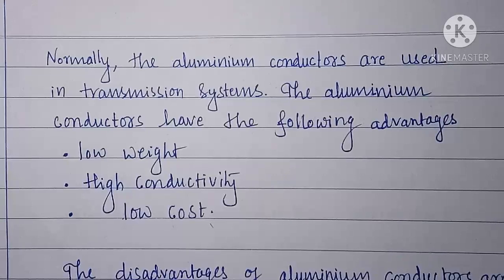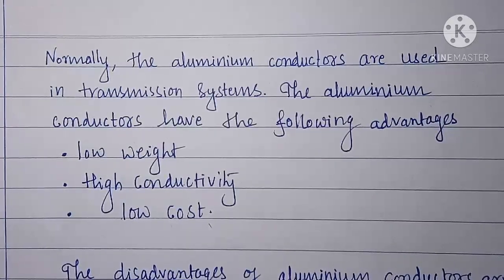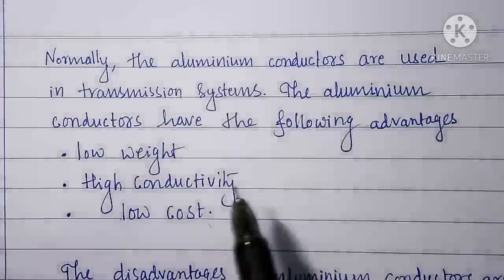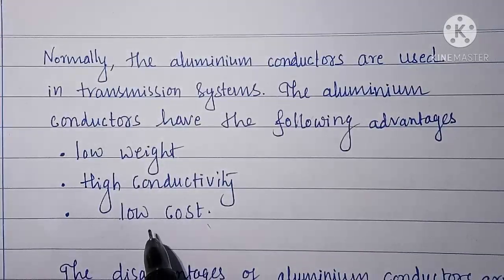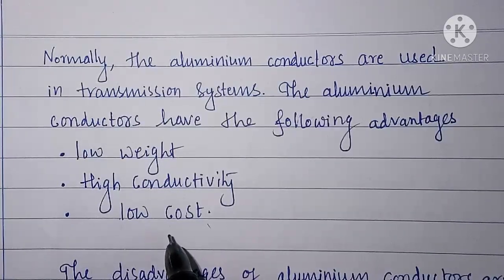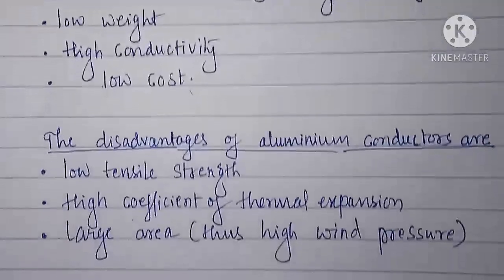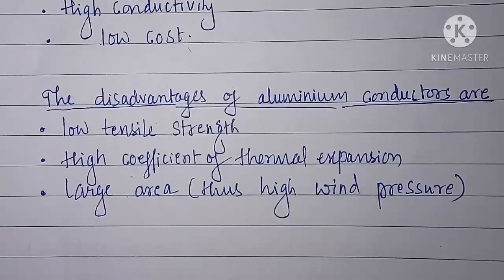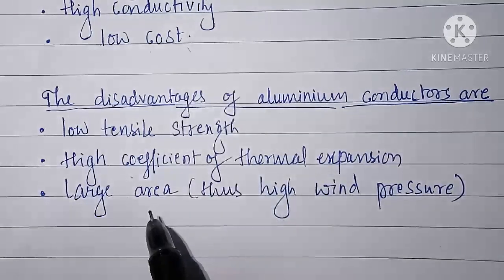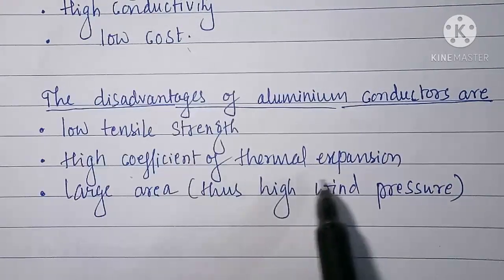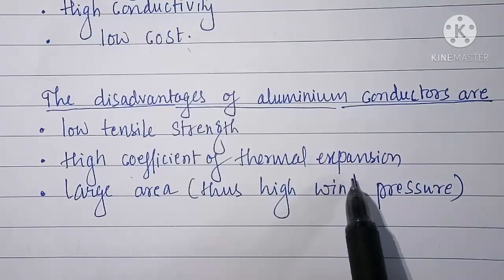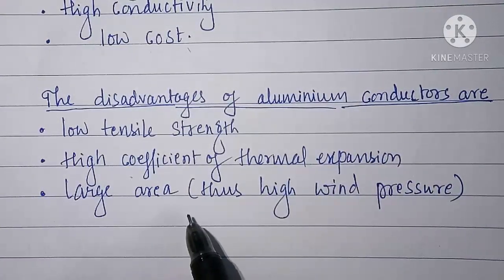In last class we studied the advantages and disadvantages of aluminum conductors. The main advantages of aluminum conductors are low weight, high conductivity, and the low cost. And the disadvantages are low tensile strength, high coefficient of thermal expansion, and large area.